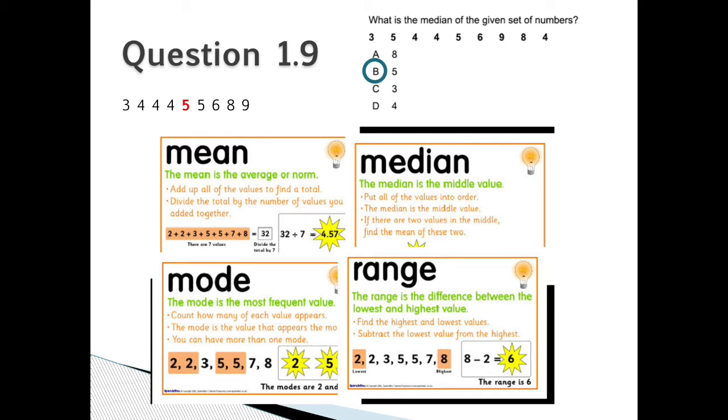The mode is the most frequent value, so you check which numbers pitch up the most. In our example, the mode would be 4. But in the example below, you can see that you also can have more than one mode. Your range is going to be the difference between the lowest and the highest value. In our example above, the range will be 9 minus 3, which is equal to 6.